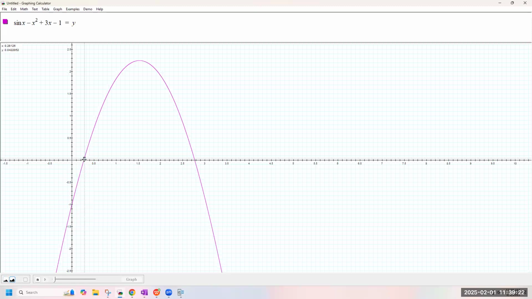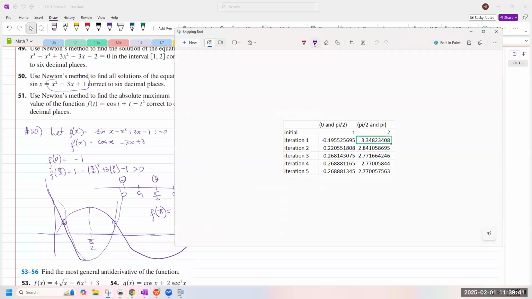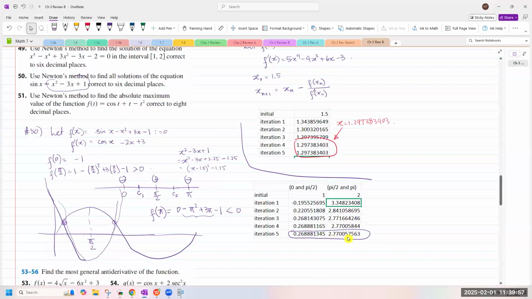You see, when y equals 0, the x is 0.268881. Is that what we get? Yeah, 0.268881, right? Okay, and then the other x-intercept, 2.77006. Now the thing is, this is only accurate to 5 decimal places though. 2.77006. Is it what we have? Yeah, 2.77006. Right? We are actually even more accurate. Okay.